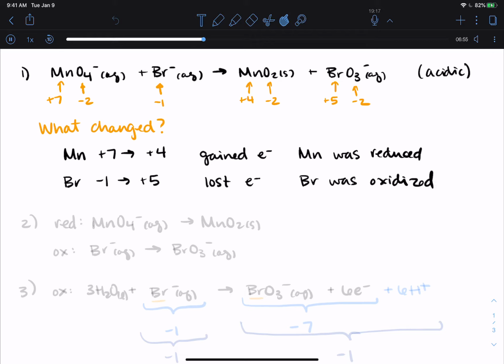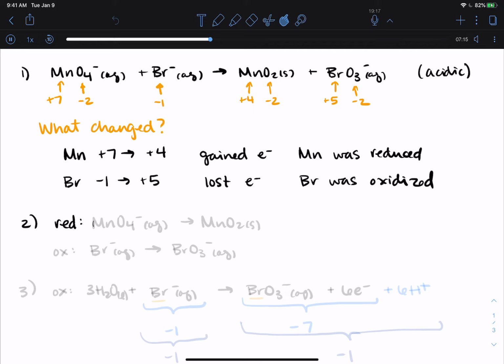All right, so I have identified my two pieces. The next step is to separate it into an oxidation half reaction and a reduction half reaction. So manganese was reduced, so it will be the reduction half reaction. And you can balance these in any order.